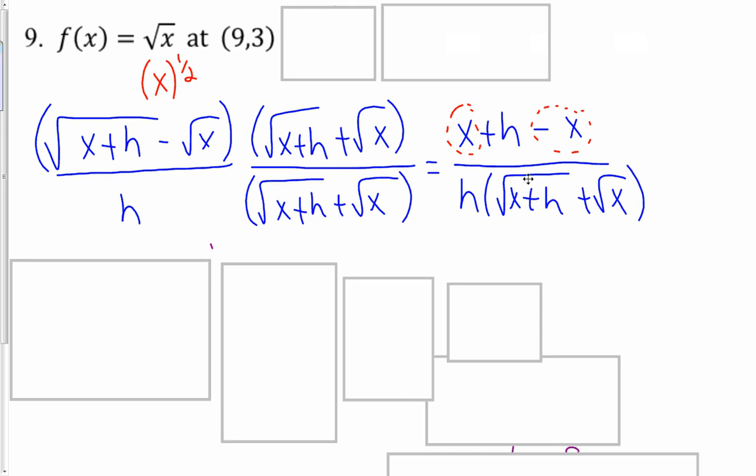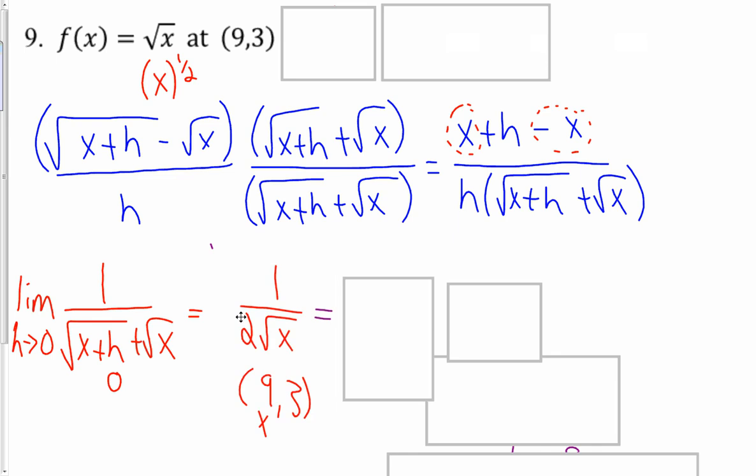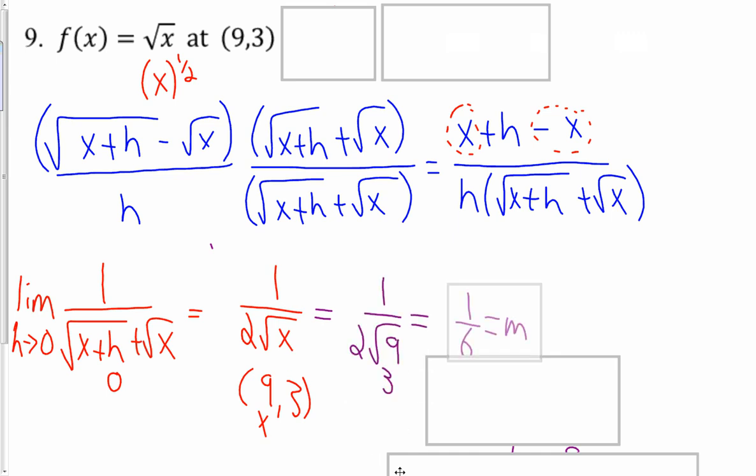And that will cancel right here, and then we'll be left over with that, right? And so once the h's cancel, we have the limit as h goes to 0 of 1 over the square root of x plus h plus the square root of x. Well, we plug in h is 0, and we get 1 over the square root of x plus the square root of x, which is 2 of them. And now we're plugging in 9 for our x value. The square root of 9 is 3, so 1 over 2 times 3 is 1/6.